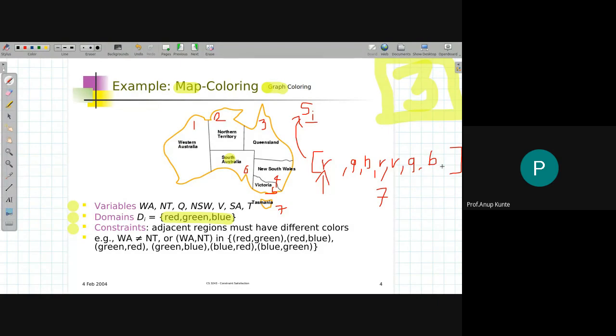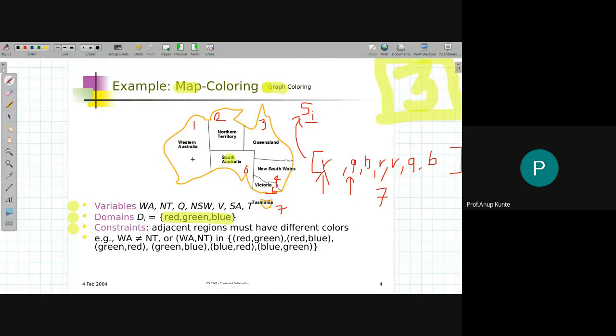Second thing we should do is check whether it violates the constraint of having the same color in 2 adjacent regions. For instance, region 1 and region 2 are adjacent to each other, so the color I used for region 1 should not be used for region 2. So I just check. Region 1 is red, region 2 is green. They are of different colors, so they are consistent with the constraint that I have.